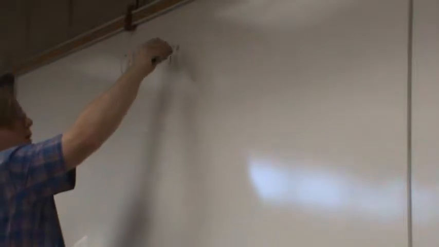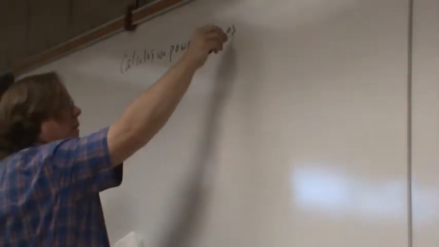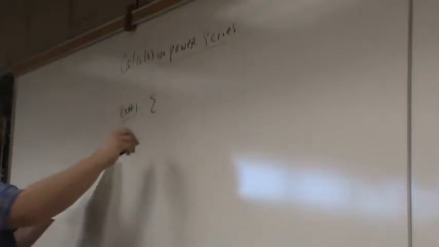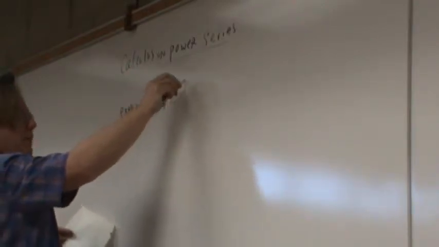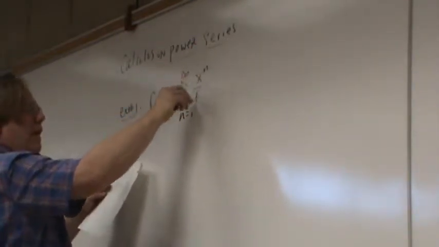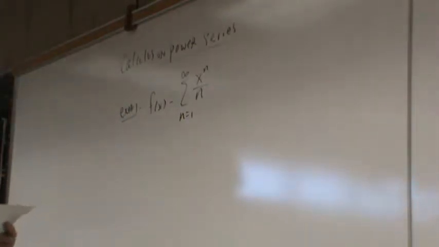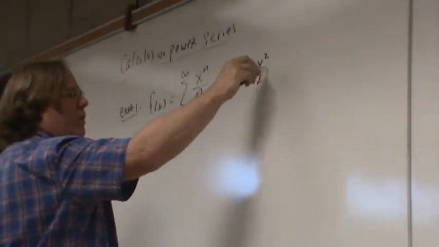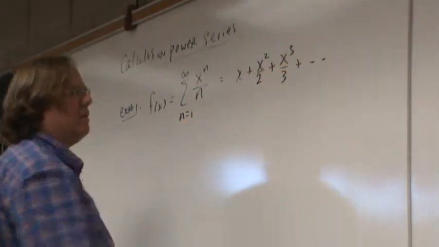Calculus on power series. Alrighty. Here's the first example. Here's my power series. I've got some function f of x, and I'm going to express it as a power series. The sum is n goes from 1 to infinity of x to the n over n. That's your classic power series. And just so you know, this ends up being x plus x squared over 2 plus x to the third over 3 plus dot, dot, dot.